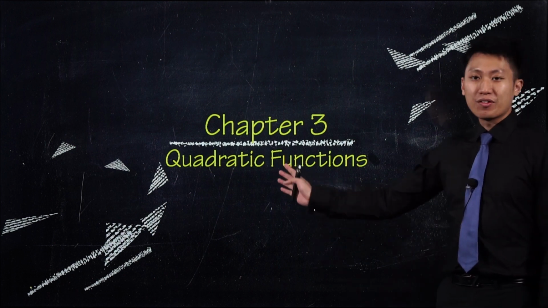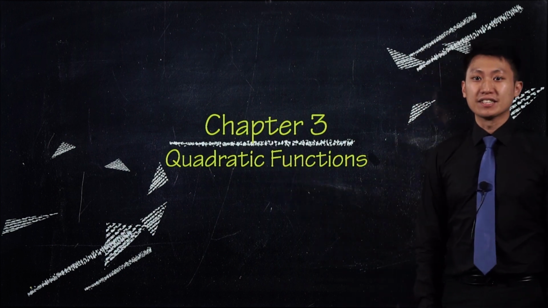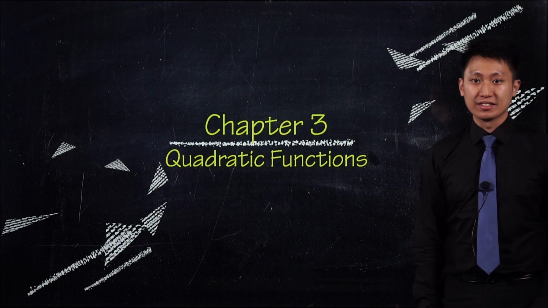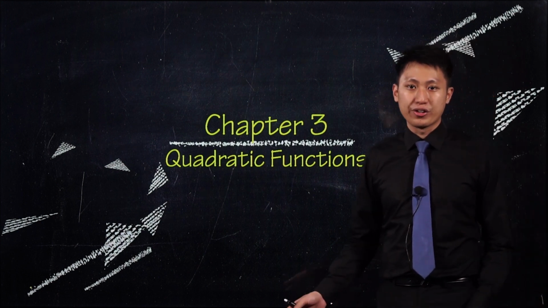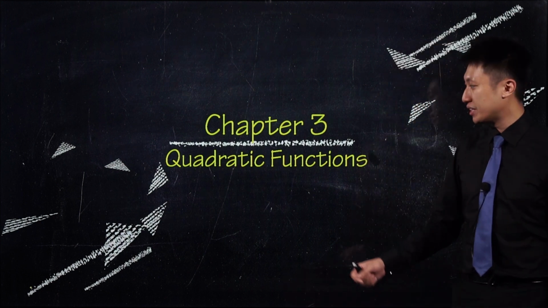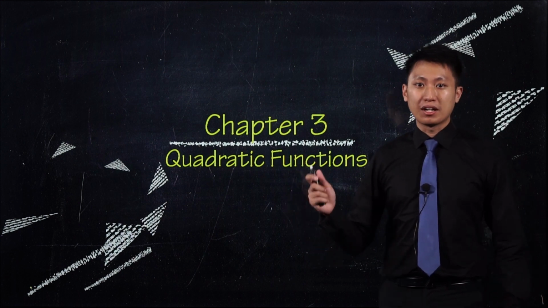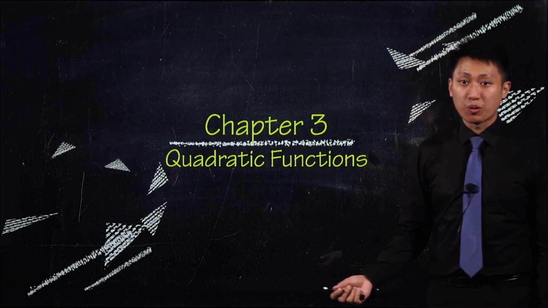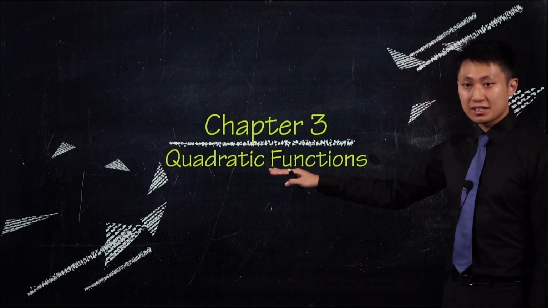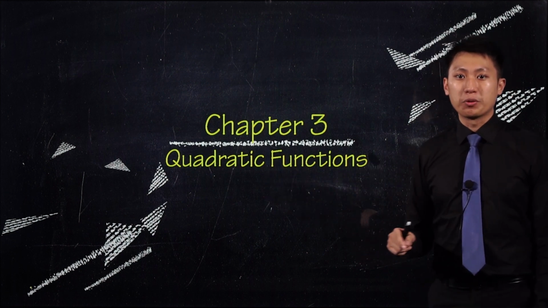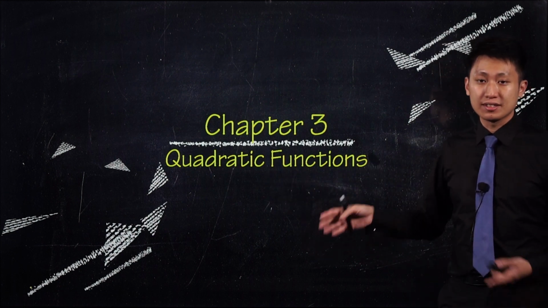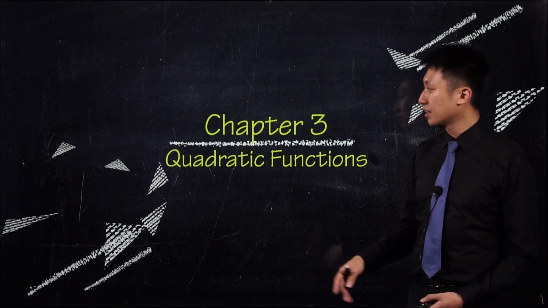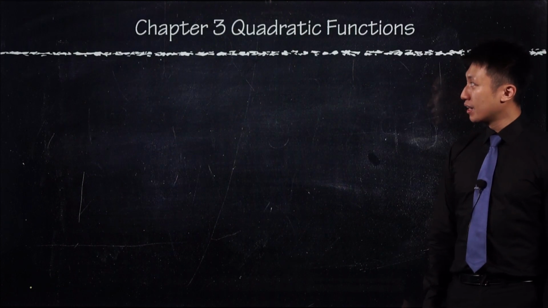Now we are going to move on to talk about quadratic functions instead of quadratic equations. We have done quadratic equations in the previous chapter, which is something like ax² + bx + c = 0. But now we are just going to talk about the function itself without equals to 0, because that's a quadratic equation. Okay, so let's move on.